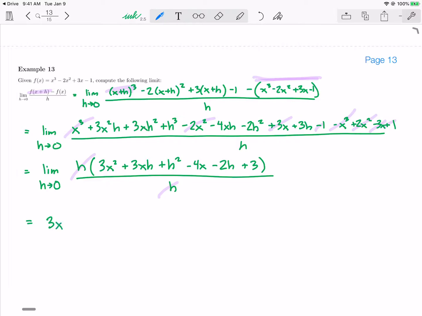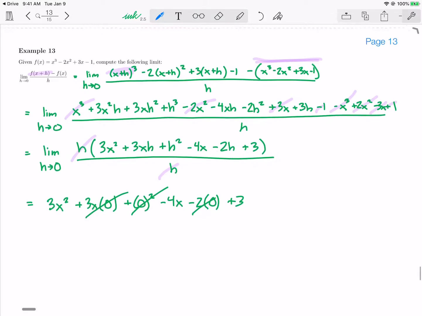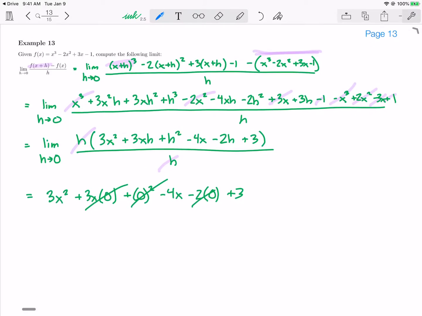So I've got 3x squared plus 3x times h, which has been evaluated at 0 now, plus 0 squared minus 4x minus 2h is going to 0 plus 3. So then all these terms with h's, once I factor that first h out, anyone that's still got an h left over is gone. And so I get 3x squared minus 4x plus 3. And as we go on, you'll notice that that is the derivative of this original function. We'll talk about what that means later.